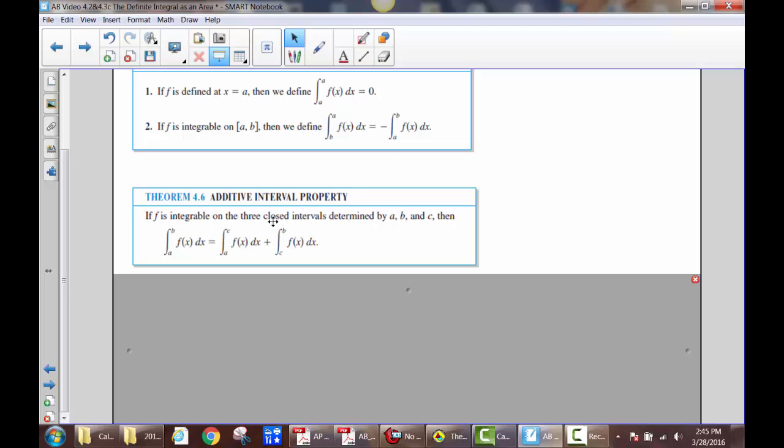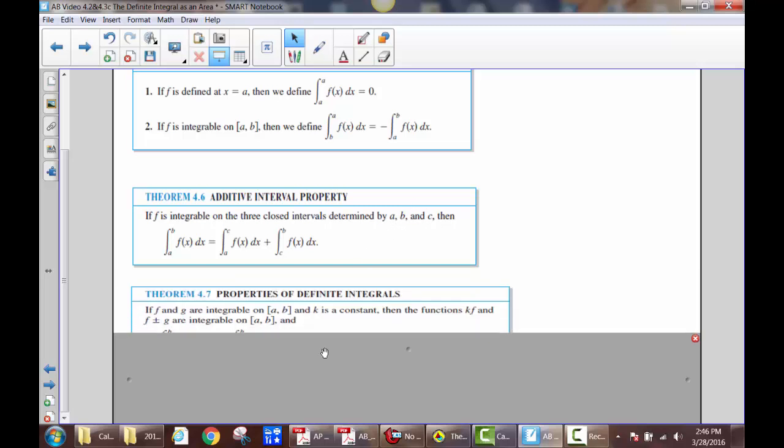Here, if f is integrable on the 3 closed intervals determined by a, b, and c, then the integral from a to b of f of x dx is equal to the integral from a to c of the same function plus the integral from c to b. And we're going to show that that's true. Notice it doesn't say where c is. We're going to show that that's true if c is between a and b, if a is between c and b, or if a is less than c is less than b, or if b is less than c is less than a, etc. It doesn't matter where c is.